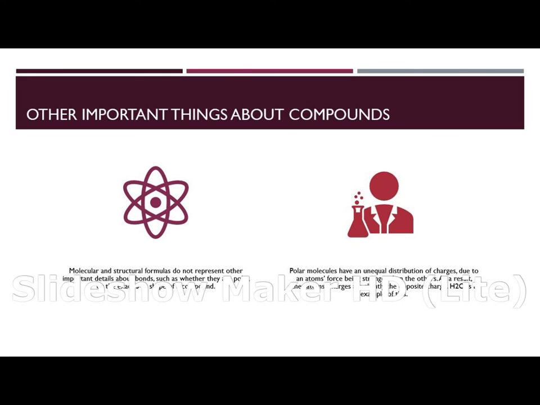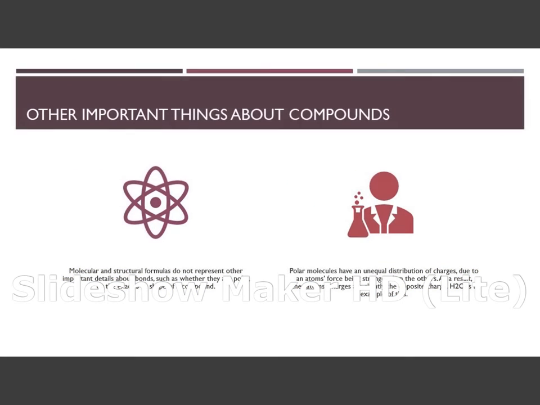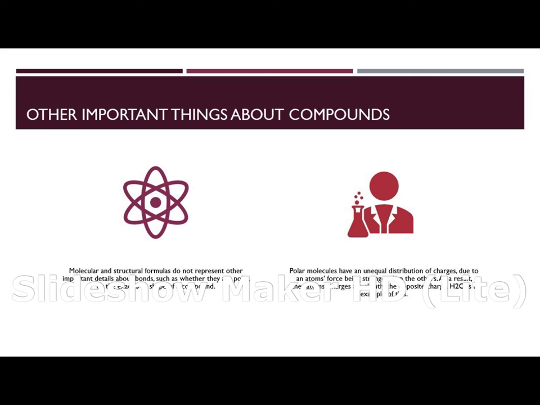Some important things to note about structural formulas are that they do not represent some important details about compounds. They don't accurately represent the 3D shape that many compounds have, and they also do not explain if the compound is polar or if it has an unequal distribution of charges. So they do have their shortcomings.